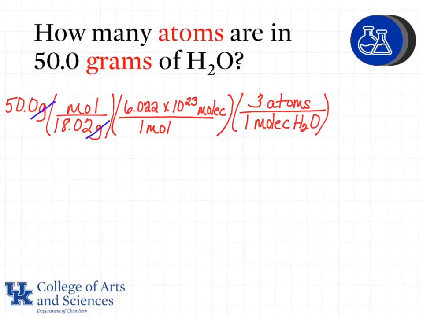Now we can cancel out units of grams, moles, and molecules, and we're left with units of atoms. And when we do the calculation, we get 5.01 times 10 to the 24th atoms in our 50 grams of water.